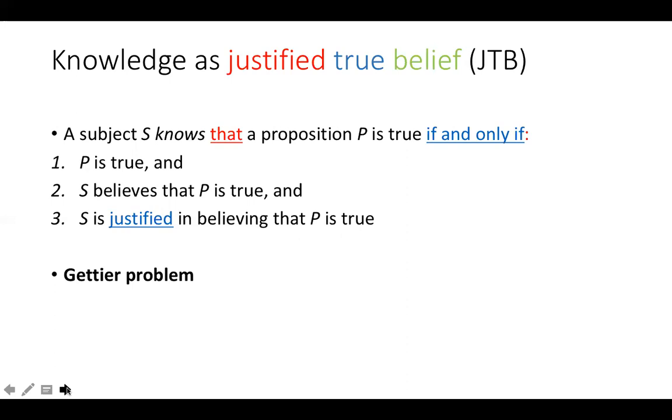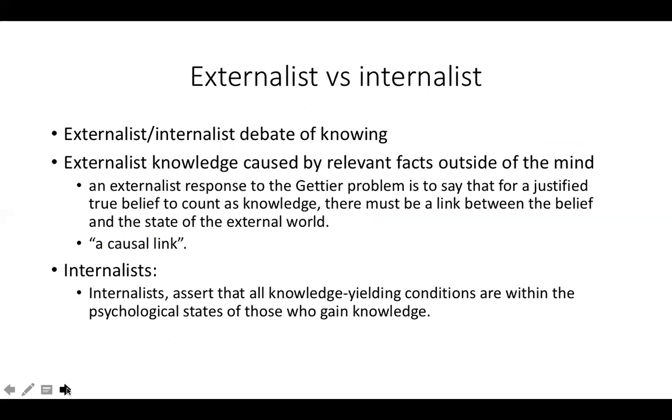And there's something called the Gettier problem. Gettier is an American philosopher who had a problem with this justified true belief. He said this is not the only way to explain knowledge, and he gave a few examples where justified true belief could be false or wrong. So this leads us to another important slide, explaining externalist versus internalist belief, and the debate about knowledge and where knowledge comes from.